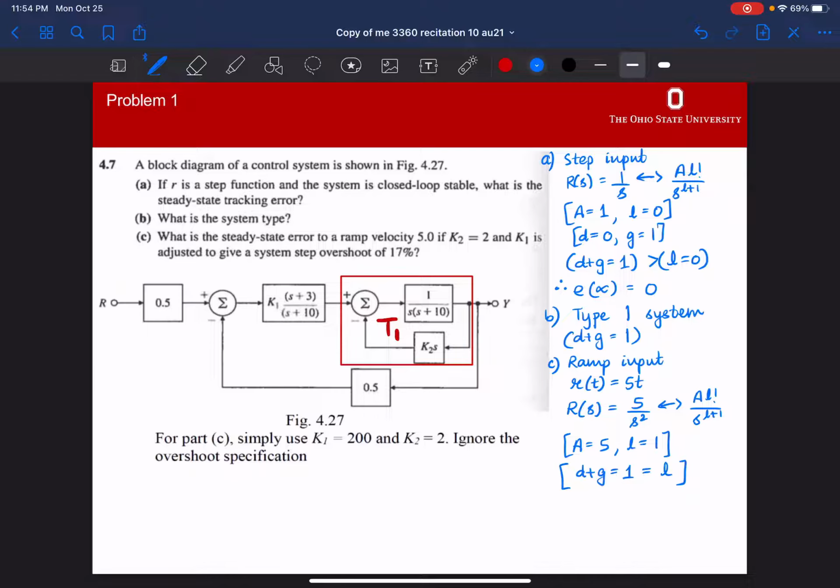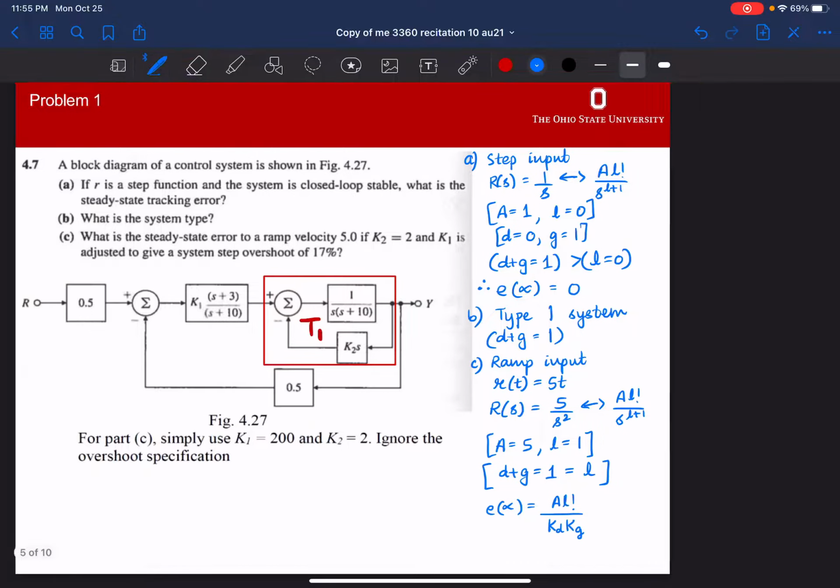So we now have one of those exception cases from our table that we had defined earlier, where the value of d plus g is equal to L and it's not equal to 0. So in that case, the error can be written down with this formula over here, A L factorial divided by KD KG, right? And let's go ahead and simplify the solution for this on our next slide.